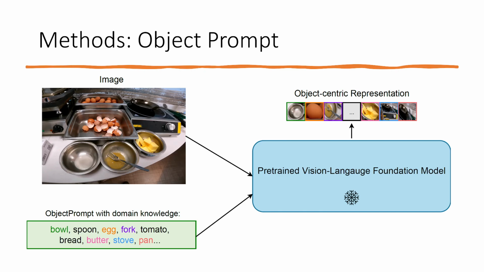This is achieved by our object prompts, an approach to extract task-specific object-centric representations from a general pretrained framework without actual fine-tuning. Specifically, in this illustration, we show the input image and the list of objects of interest selected based on domain knowledge using our object prompts. The prompts are then provided to a frozen visual language model, such as GLIP, to detect the objects of interest and extract object-centric visual representations.